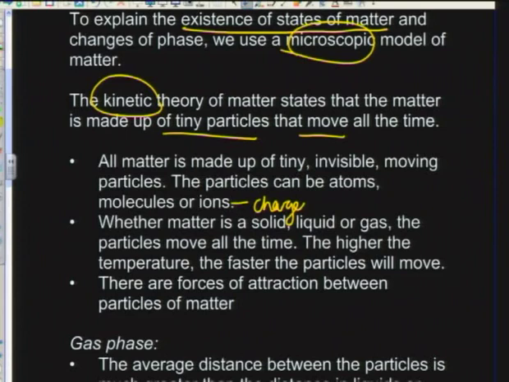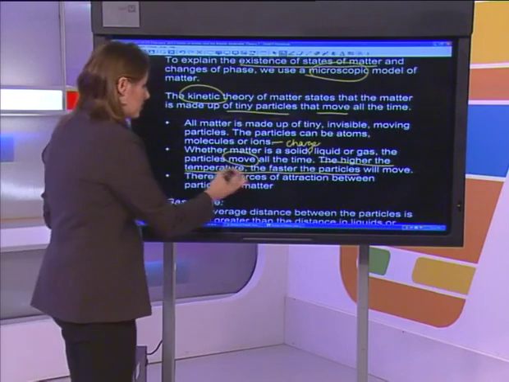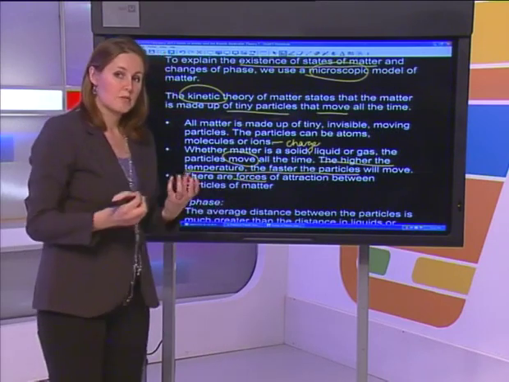Whether matter is solid, liquid, or gas, the particles move. And that is fundamental, that all particles move all the time. The higher the temperature, and this is key, the faster they move. And then lastly, there is a force of attraction between those particles. So we're going to be considering forces between particles.